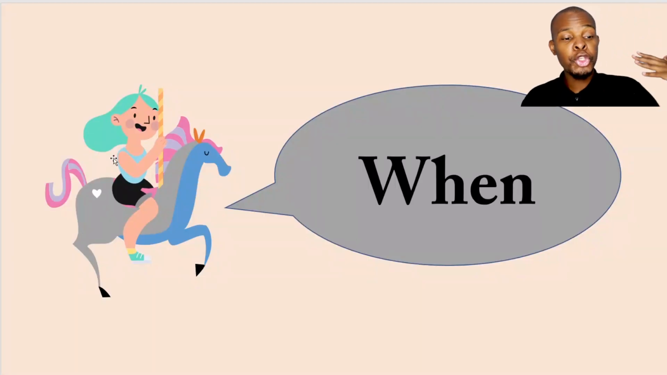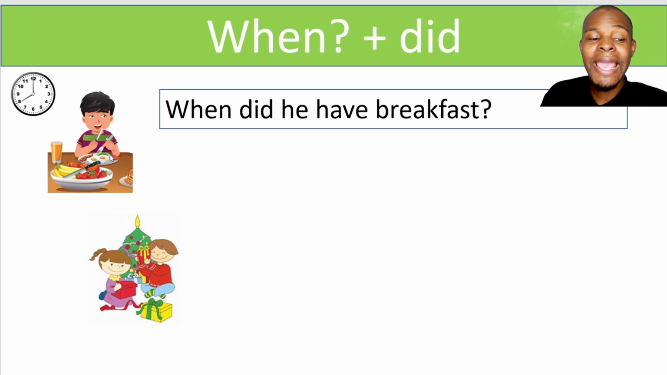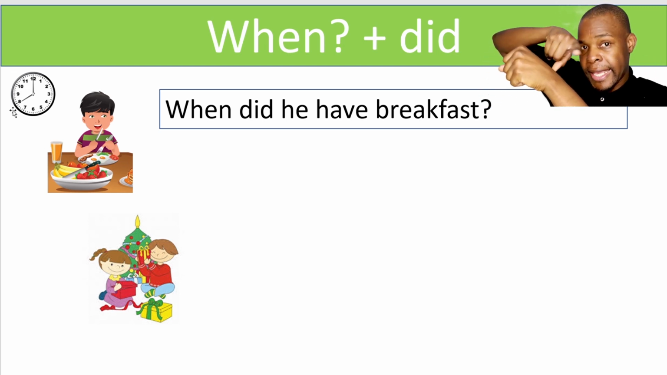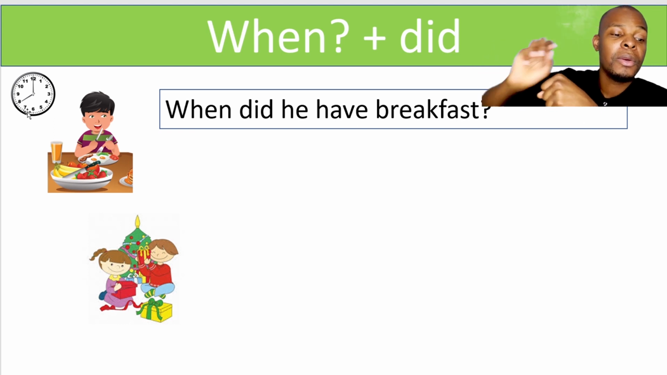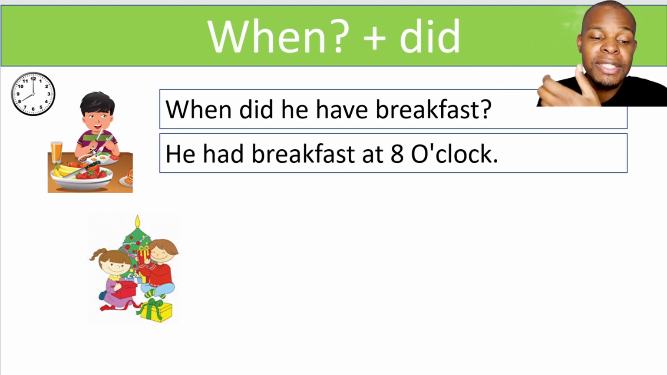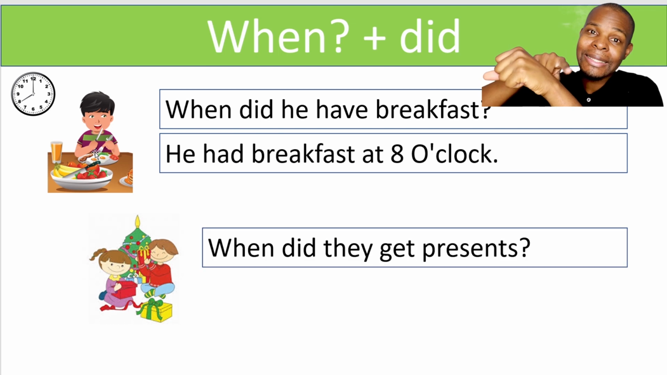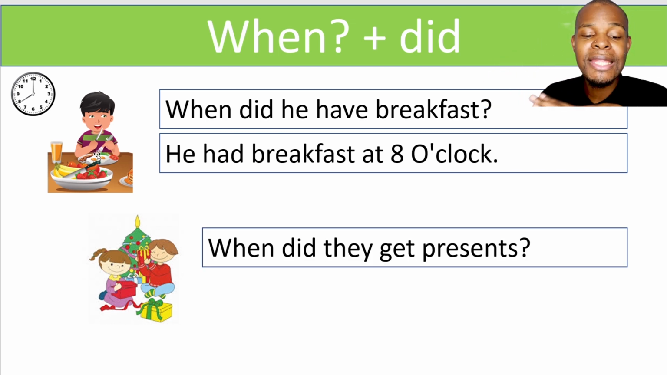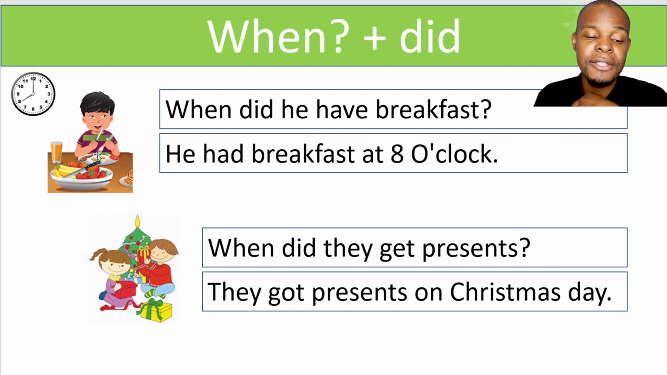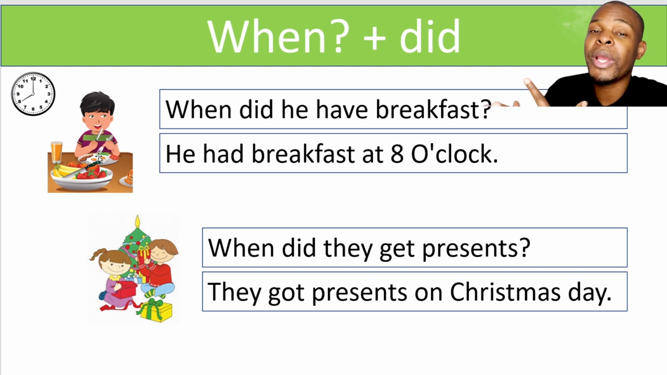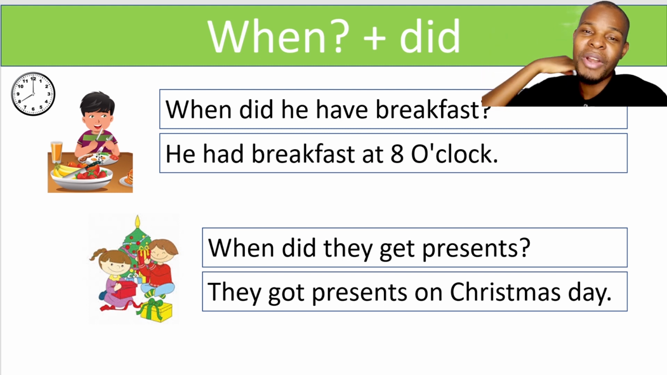What about when? How do you use when? When did he have breakfast? You look at the time. He had breakfast at 8 o'clock. So 8 o'clock is the time. And then when did they get presents? They got presents on Christmas Day. So Christmas Day is a day, it's a date, the 25th of December. So that is a date.